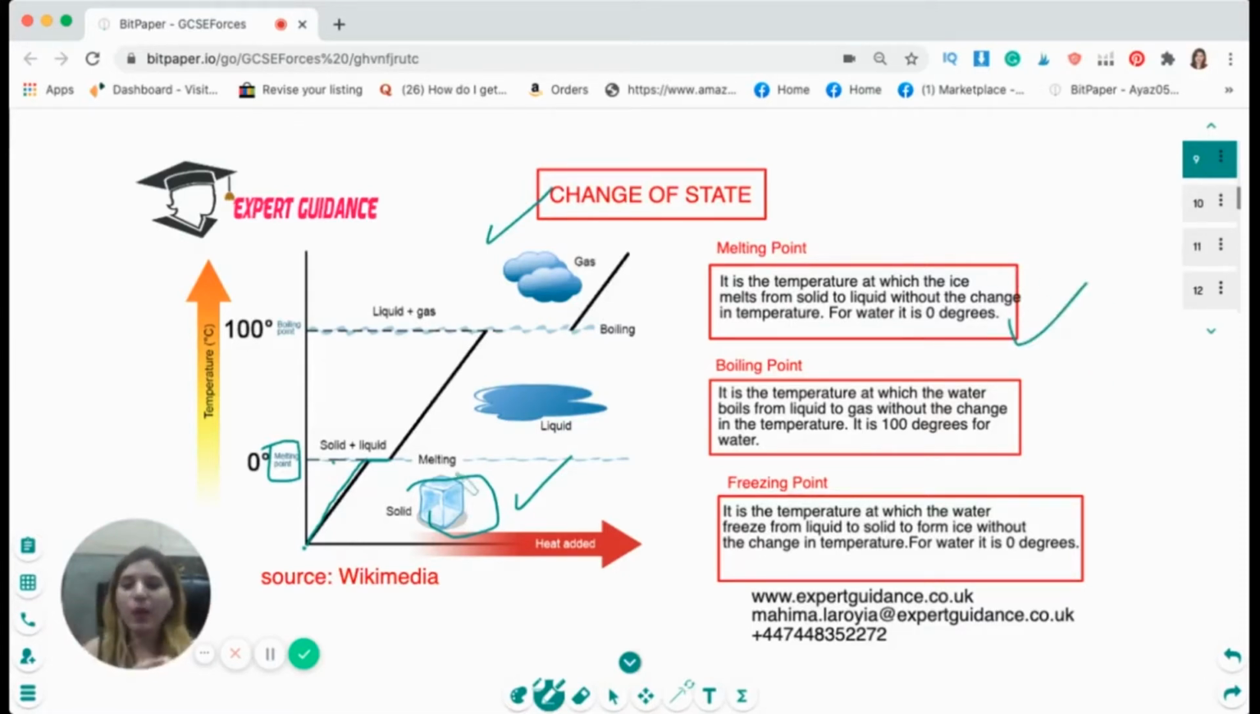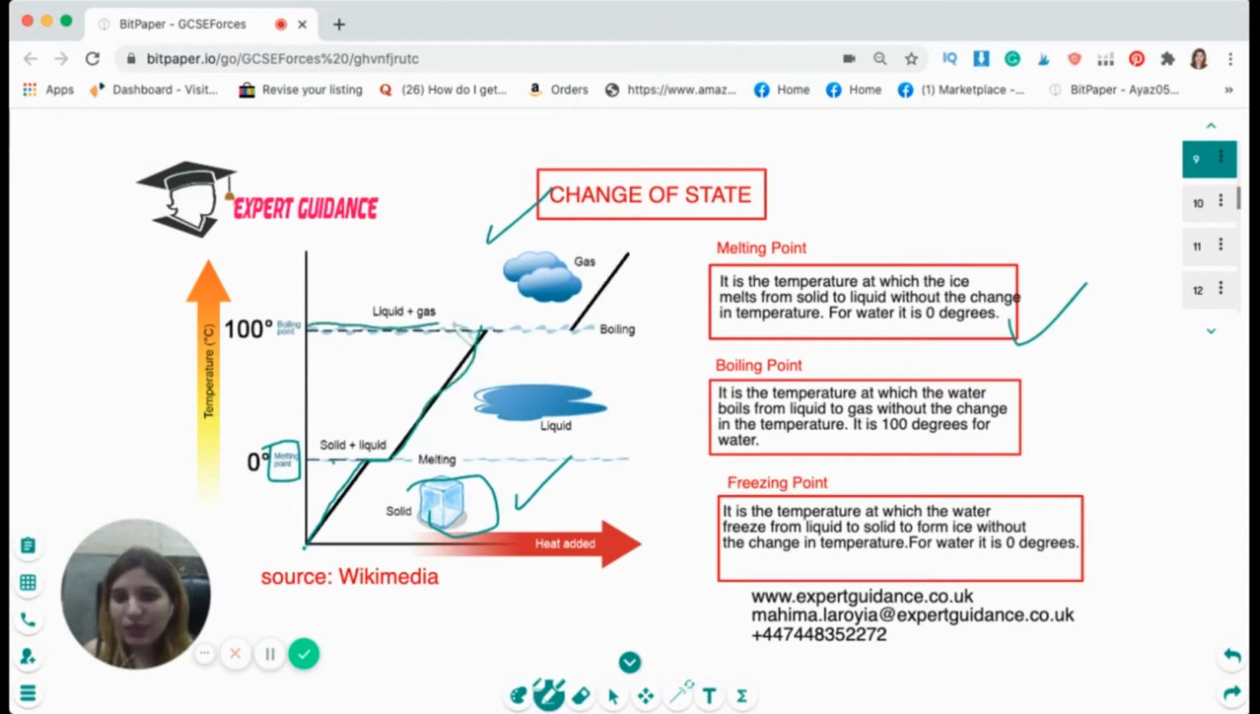Now, after all the ice has been melted, the temperature goes up again, because I need to now convert it into liquid, and liquid to a gas. Once it is melted, the temperature again increases. At this stage, the temperature of this liquid keeps on increasing.